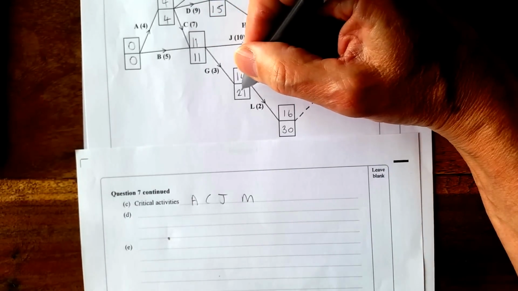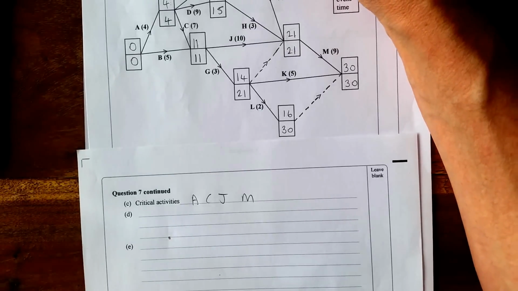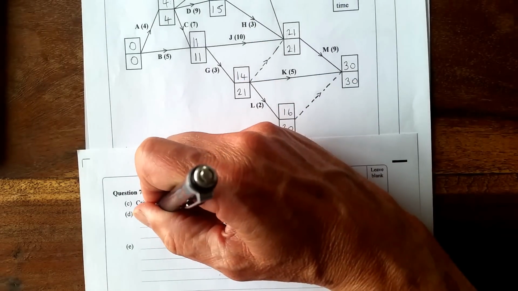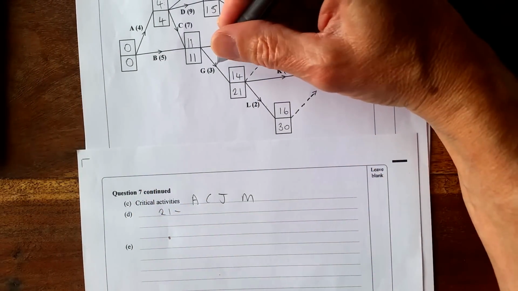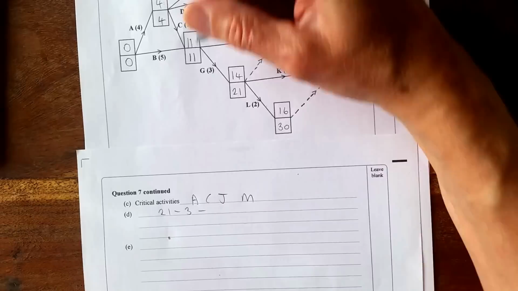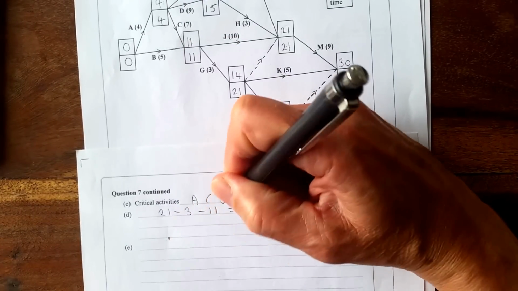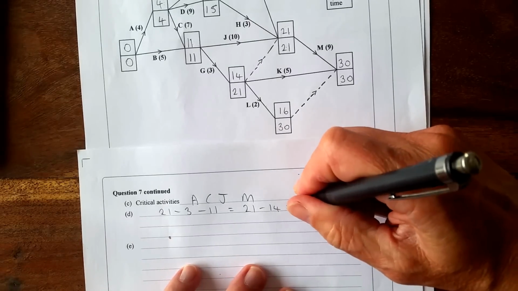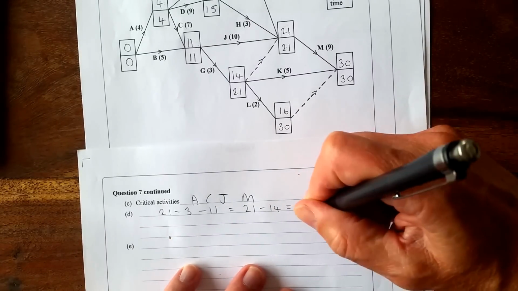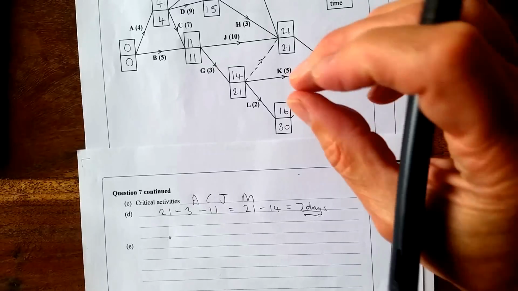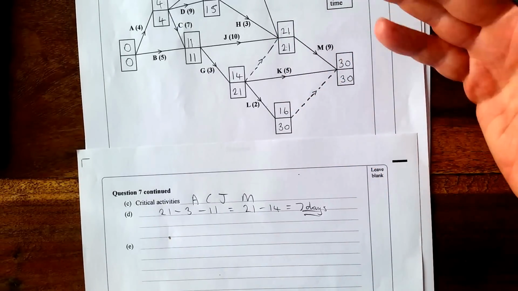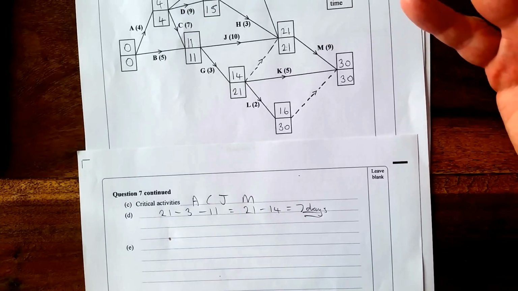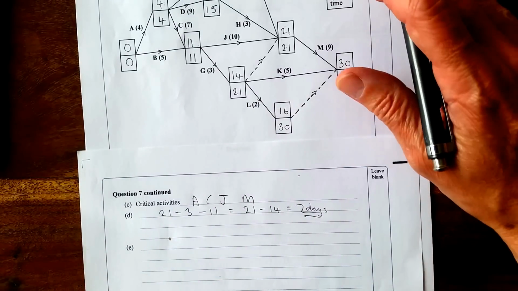As we said before, the float is late event time minus activity time minus early event time. So it's 21 minus 3 minus 11, which is 21 minus 14, which is 7 days. 7 days float. So that means you can actually wait 7 days before you start the other activity. You don't have to wait that long, but if there's a problem somewhere, you can wait that length of time.